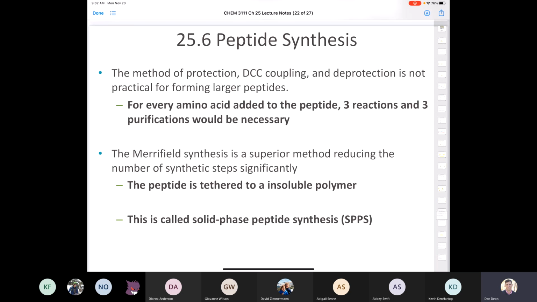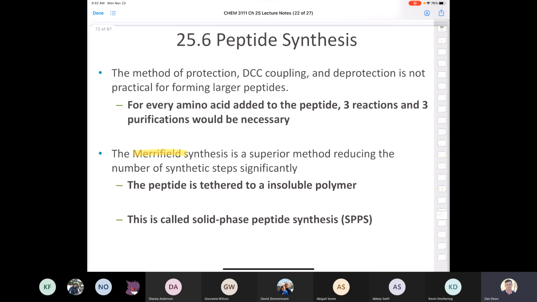So that's 3 reactions, 3 purifications. Really impractical. And so Merrifield developed a much more practical method for making peptides, large peptides. It reduces the number of synthetic steps, and it's also very high yielding. And this is called solid phase synthesis, or solid phase peptide synthesis, SPPS for short.